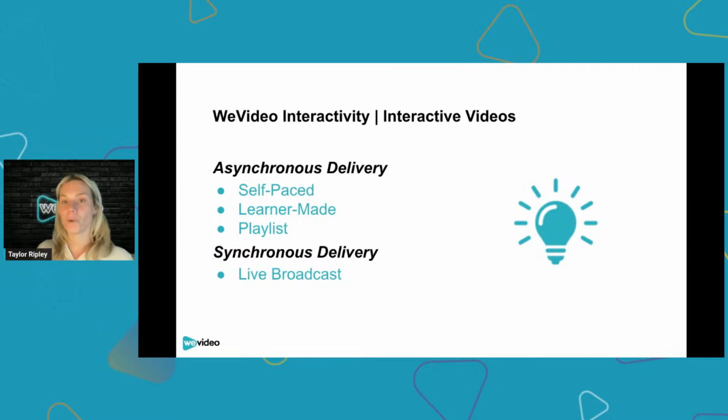There are multiple ways you can deploy an interactive video in the interactivity space. The first way is as a self-paced asynchronous learning object. This is currently our most popular use case and is usually where people kind of get started. However, you can combine multiple interactive videos together and add supplementary resources to create a learning module called a playlist. You can also assign learner-made interactive video assignments for individual submission.